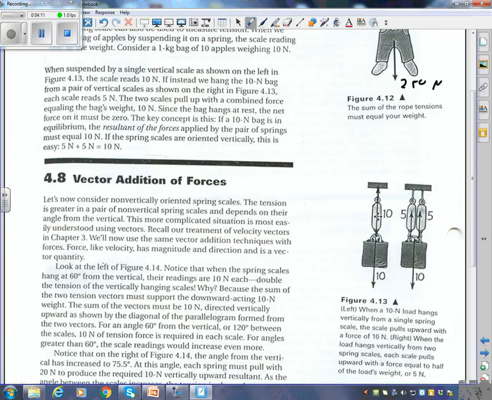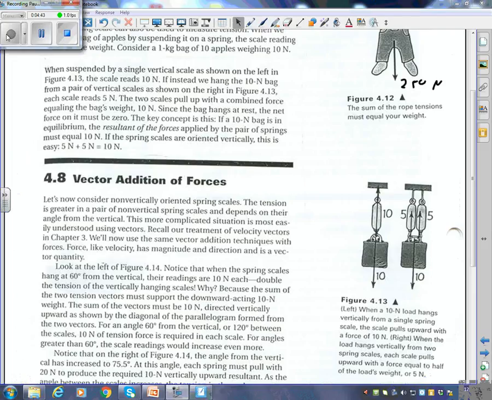And I'll pull the scales out right away, I guess. Should have had those out. If instead we hang the 10 newton bag from a pair of vertical scales as shown on the right in figure 413, each scale reads 5 newtons. The two scales pull up with a combined force equaling the bag's weight. Since the bag hangs at rest, the net force on it must be zero. The key concept is this: if a 10 newton bag is in equilibrium, the resultant of the forces applied by the pair of springs must equal 10. If the spring scales are oriented vertically, straight up and down, this is easy. 5 plus 5 is equal to 10.